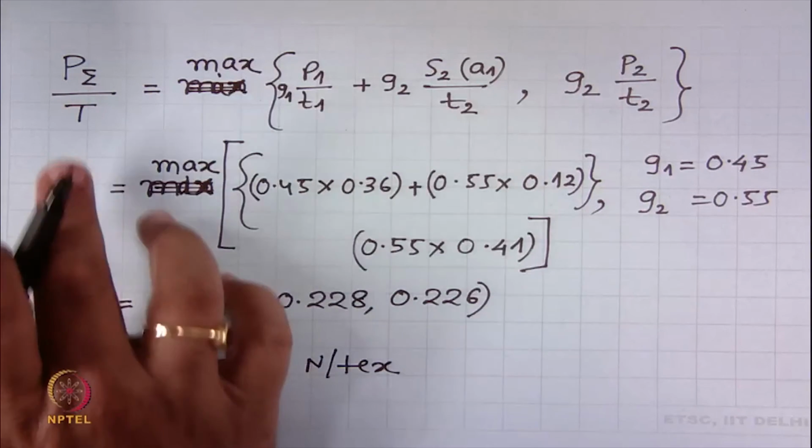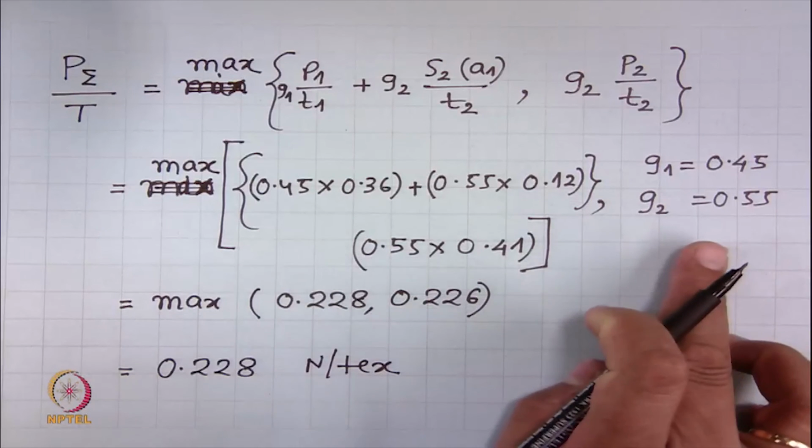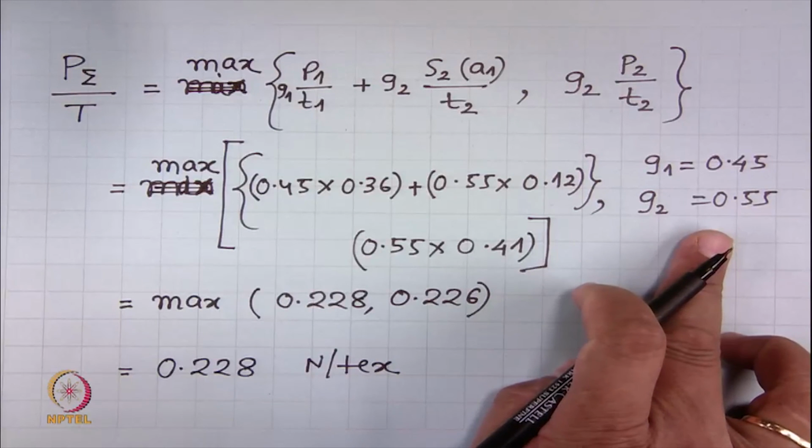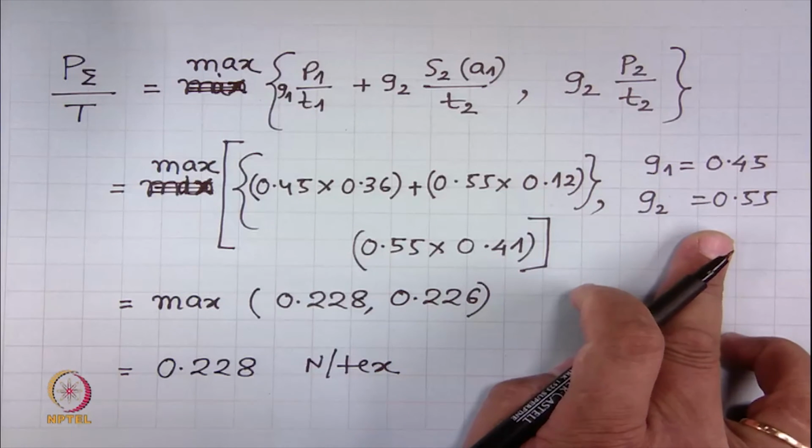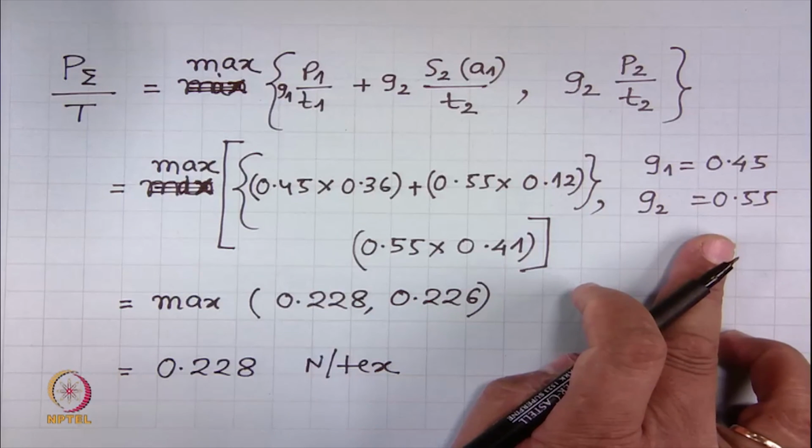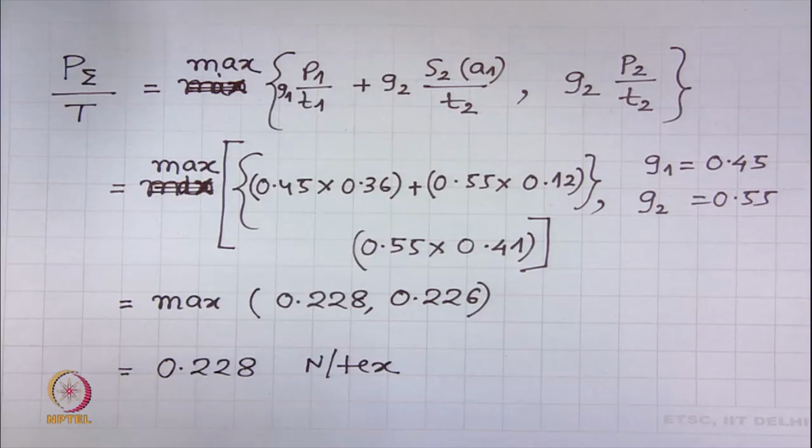So, the bundle consisting of 45% cotton fibers and 55% polyester fibers will show minimum strength. And what is the minimum strength? Minimum strength is 0.228 Newton per tex. So, this is the answer to the second part of the problem.